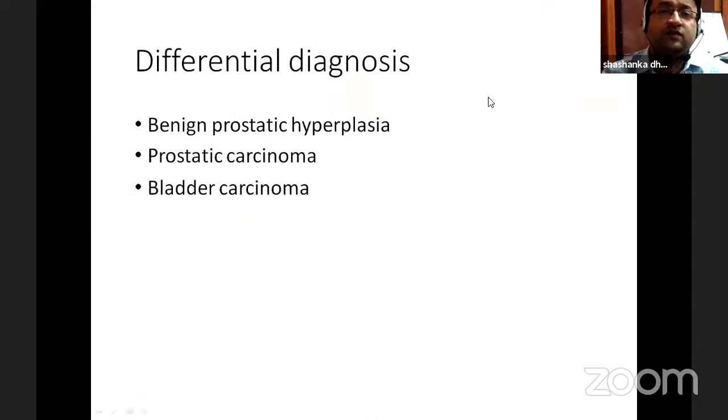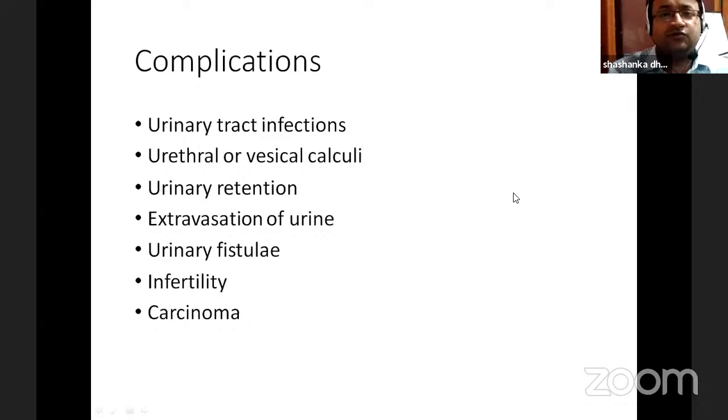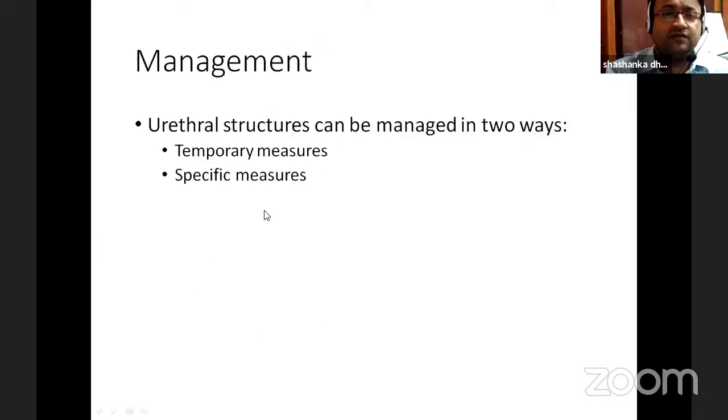So differential diagnosis for a patient presenting with features of bladder outlet obstruction can be a BPH, a prostatic carcinoma, or a bladder carcinoma. Complications arising because of strictures can be UTIs, urethral or vesical calculi, secondary to obstruction, urinary retention, which can be acute or chronic, extravasation of urine, urinary fistulae, infertility, and even carcinoma.